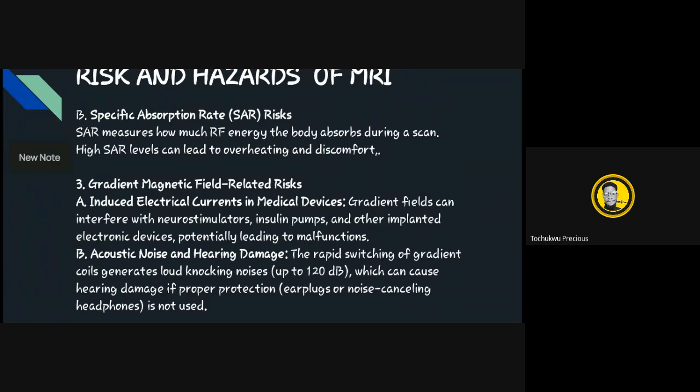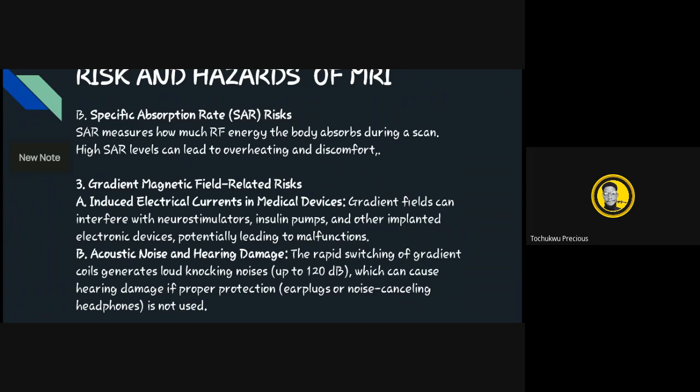Risks and hazards: we have specific absorption rate. So SAR measures how much RF energy the body can absorb. Most times you put in the patient details, put in the patient weight, and then the machine calculates the specific absorption rate that can be used to produce a good image. However, if the SAR level is high, it can lead to overheating and discomfort.